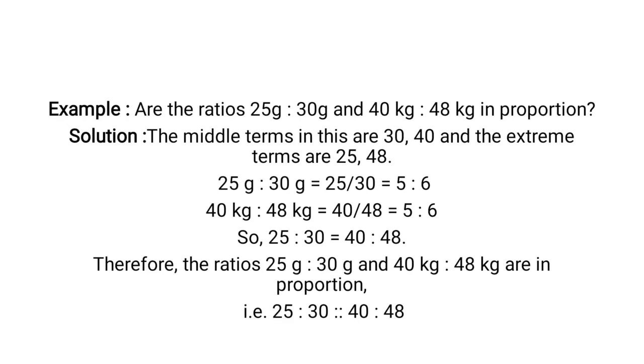Well, here both the ratios, that is 25 grams is to 30 grams and 40 kg is to 48 kg are equal. Thus, we can say that the ratios 25 gram is to 30 gram and 40 kg is to 48 kg are in proportion.